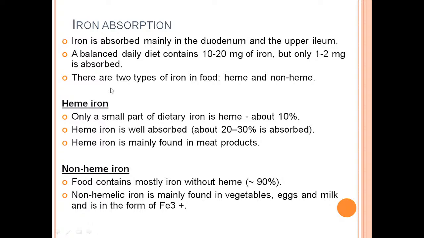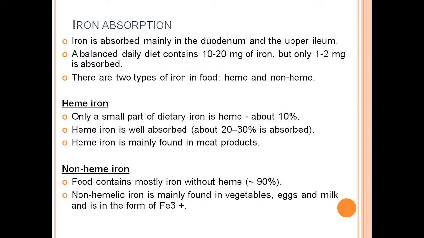There are 2 types of iron in food: heme and non-heme. I hope you remember this from the 2nd year of your study. You were taught about this in normal physiology. What does heme iron mean? Only a small part of dietary iron is heme, about 10%. Heme iron is well absorbed and mainly found in meat products.